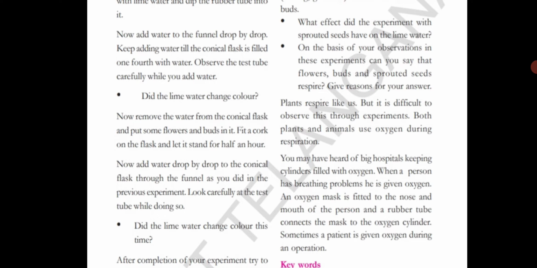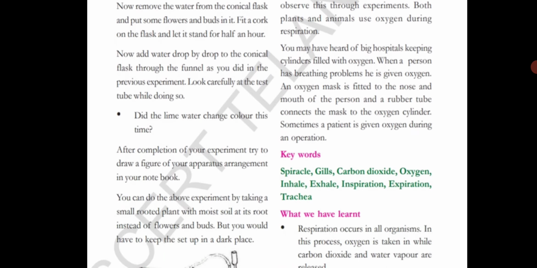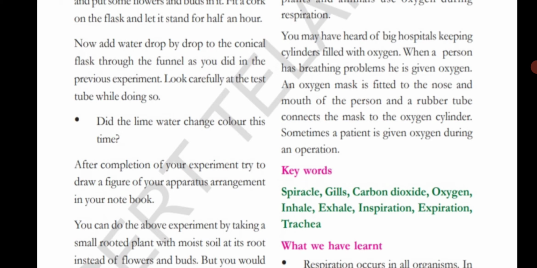To live, gas exchange takes place. They release carbon dioxide, so respiration occurs. Plants respire like us, but it is difficult to observe this through experiments. Both plants and animals use oxygen during respiration. Plants mostly respire in the nights.